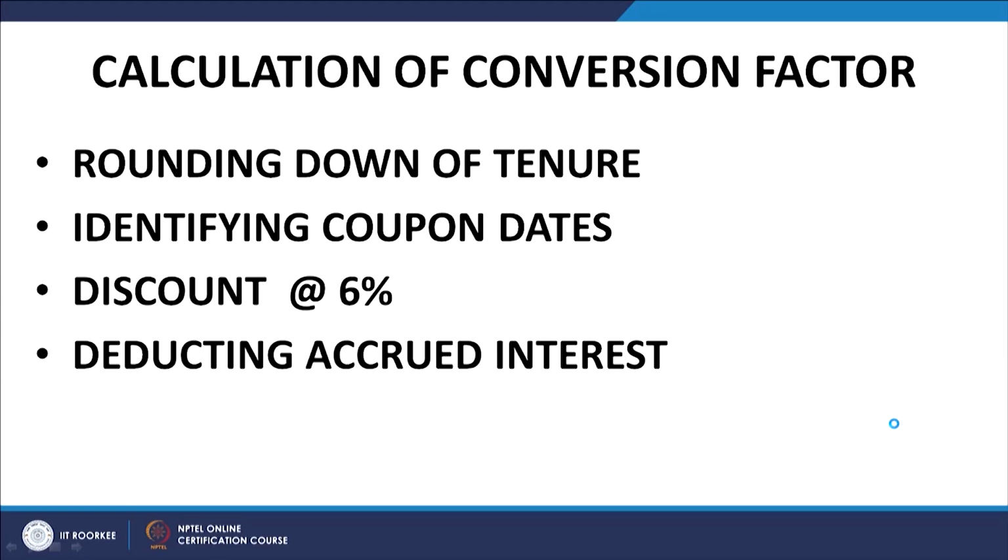The steps involve, number 1, the rounding off of the tenure of the bond, then identifying the coupon dates, discounting the future cash flows to arrive at the intrinsic value of the bond, and finally deducting the accrued interest if it is applicable. I will explain this with reference to 2 examples, but first of all let me go through these various steps. The first step is to round down the tenure of the bond. The emphasis is on rounding down.